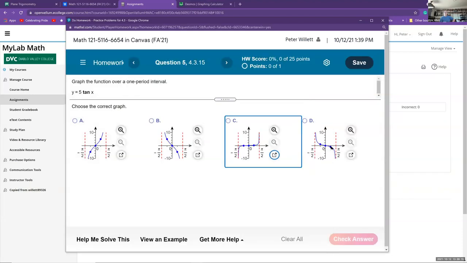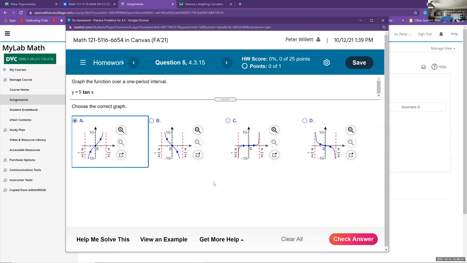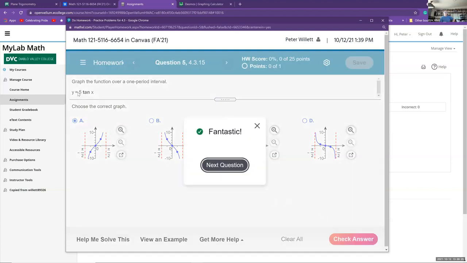And this one also has a teeny value and it's been flipped upside down. So it might be that without even having to use Desmos or some other graphing calculator, just by understanding what happens when you multiply by 5, you can pick the correct choice here on the homework assignment.